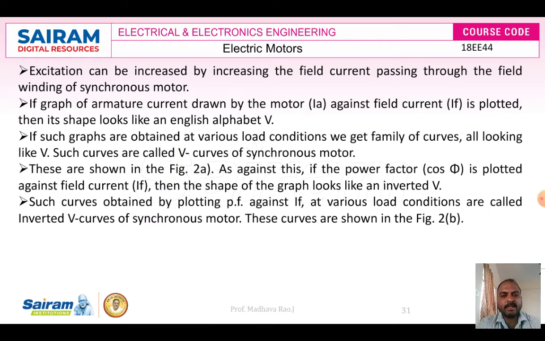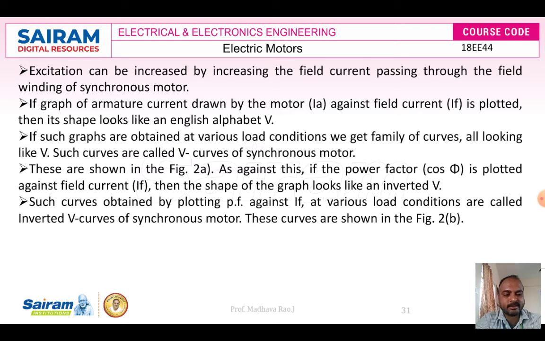Excitation can be increased by increasing the field current passing through the field winding of the synchronous motor. In this graph, IA is the current drawn from the armature winding and IF is the field current. V curves are plotted as IA versus IF.